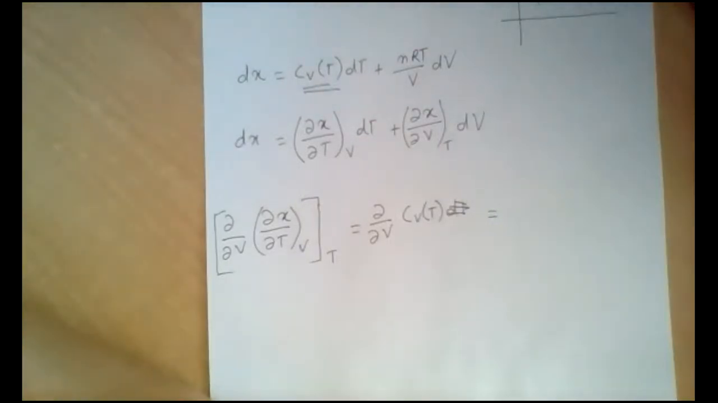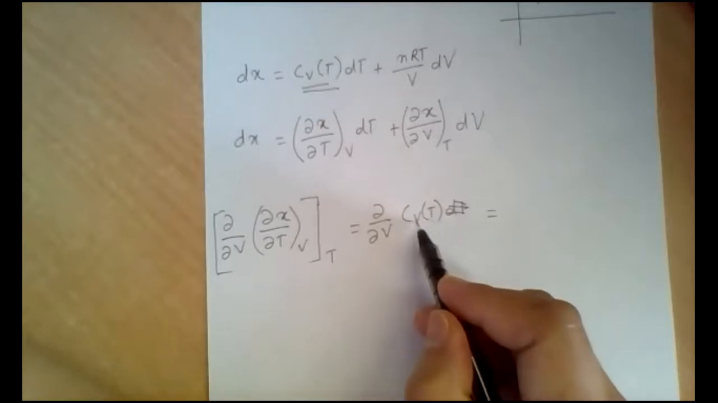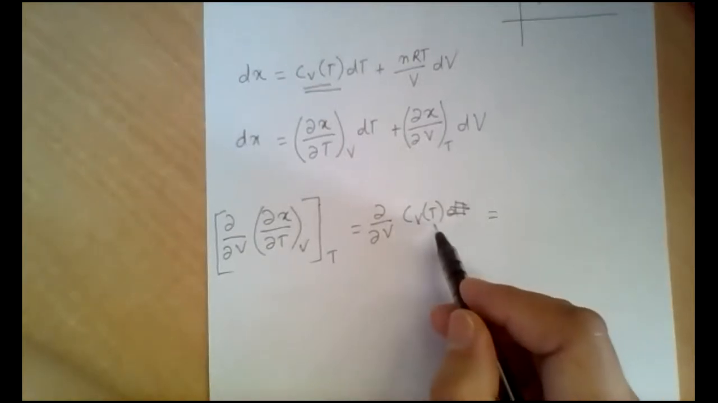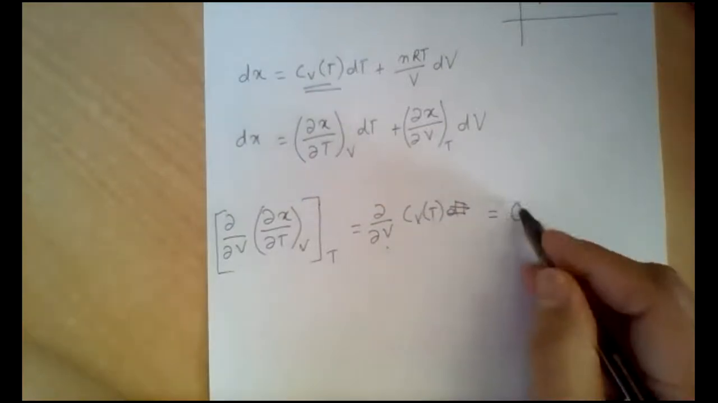CVT. Here C is a function of only T. V means at constant volume. So here C is a function of only T. Here V means this value is calculated at constant volume. So this is a function of only T, and you are differentiating with respect to V. This should be equal to 0.